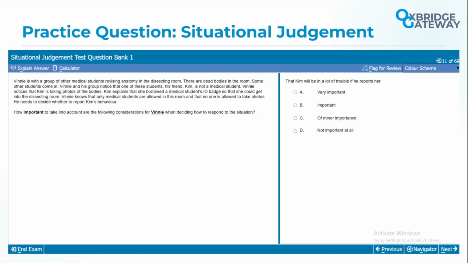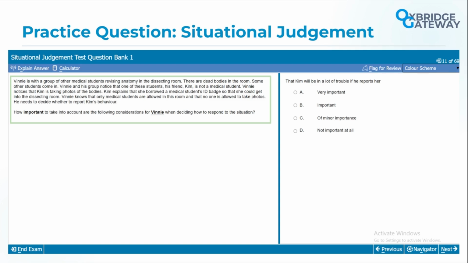The scenario given here is a classical UCAT or interview situation. It tells us that a student has been found taking photos of human cadavers in a dissection room by another classmate. Importantly, the student who is taking photos is not a medical student and has gained access through deception. Not only is this a clear violation of ethics, it is also illegal.